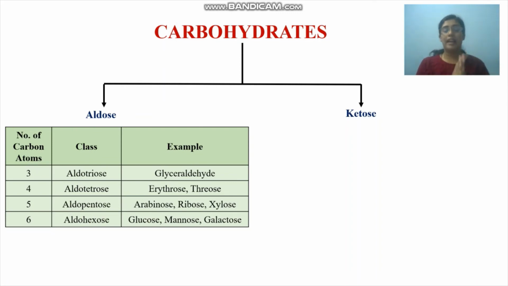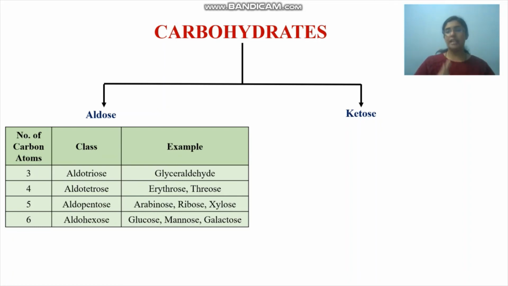The aldose group is classified into aldotriose, aldotetrose, aldopentose and aldohexose depending upon whether they have 3, 4, 5 or 6 carbon atoms respectively. An example for each of them: an aldotriose like glyceraldehyde, which is the most basic one. Then erythrose and threose come under aldotetrose. Arabinose, ribose and xylose are examples of aldopentose, and the famous glucose, then mannose and galactose are all aldohexose. Glucose we know is C6H12O6, so 6 carbon atoms. So they are aldohexose.